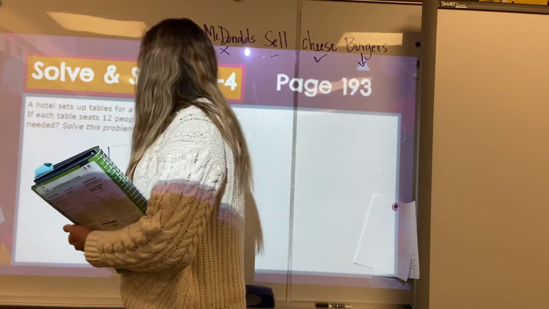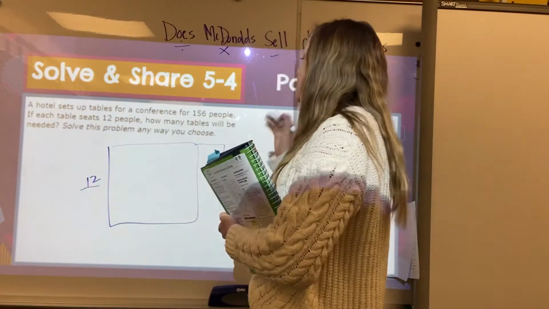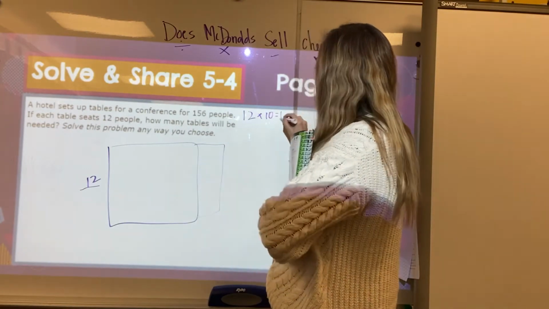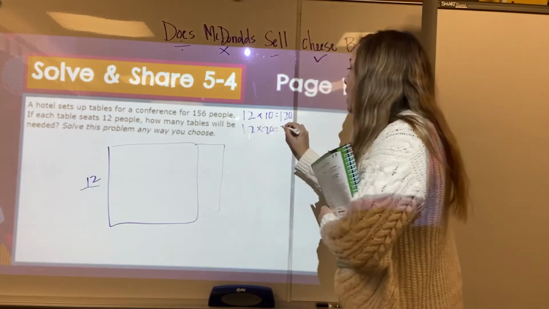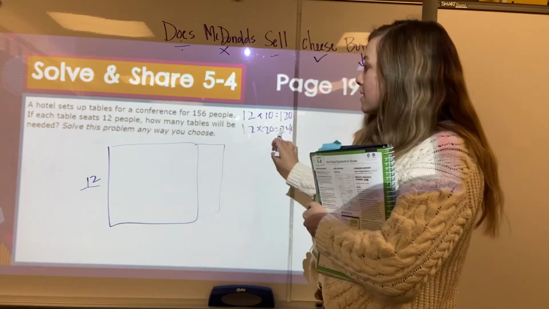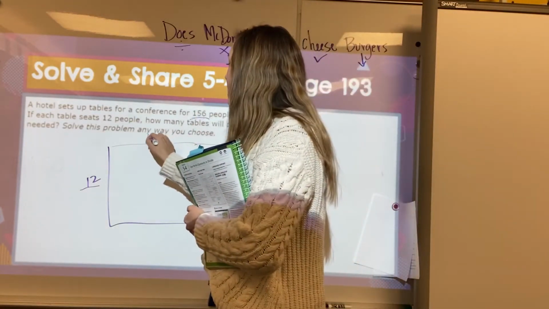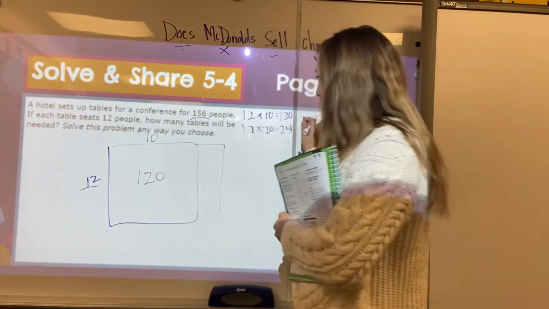My missing number out here will be 12, but I have to figure out how I am going to break up that 156. So what we tried was 12 times 10 gives us 120. And if I did 12 times 20, I'd have 240. So that's going to be too much because 156 is my answer. So we're going to put 10 here. So 12 times 10, that's 120, like we said over there.